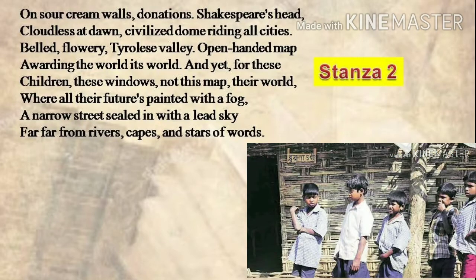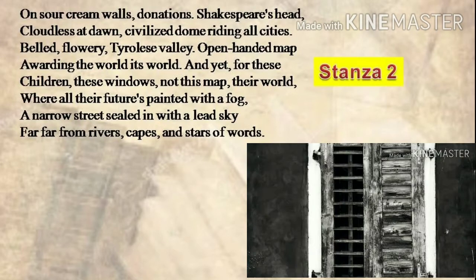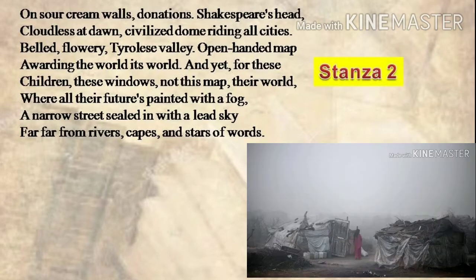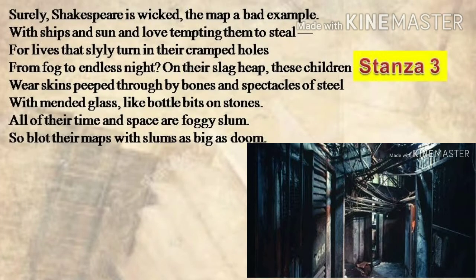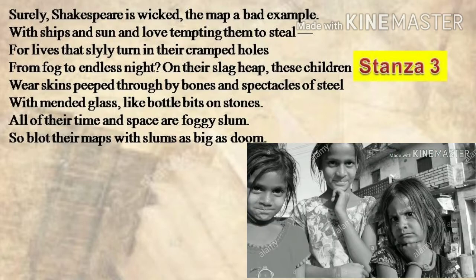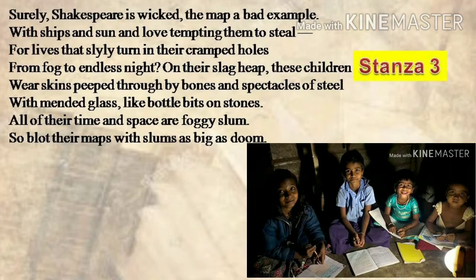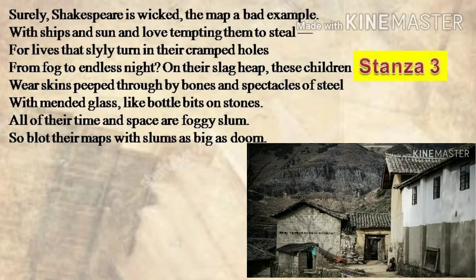And yet, for these children, these windows, not this map, their world, where all their future is painted with a fog. A narrow street sealed in with a lead sky, far, far from rivers, capes, and stars of words. Surely Shakespeare is wicked and map a bad example, with ships and sun and love tempting them to steal for lives that slyly turn in their cramped holes from fog to endless night.